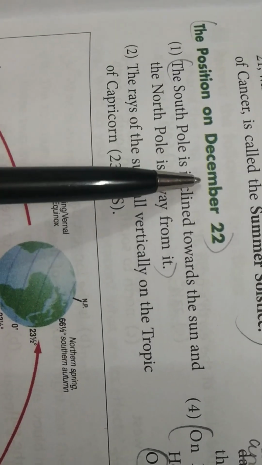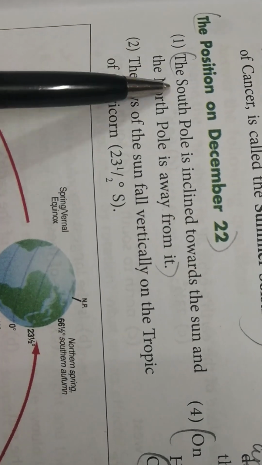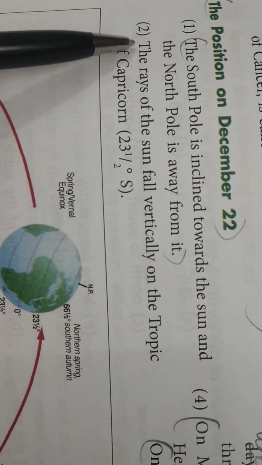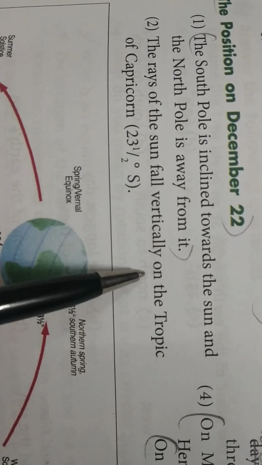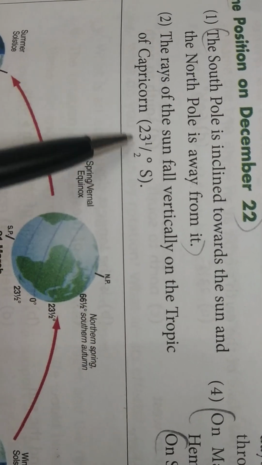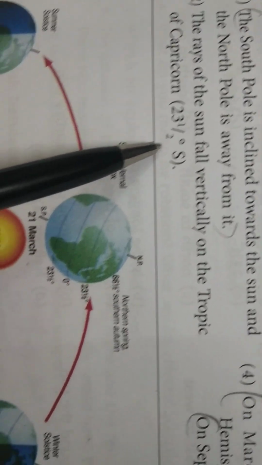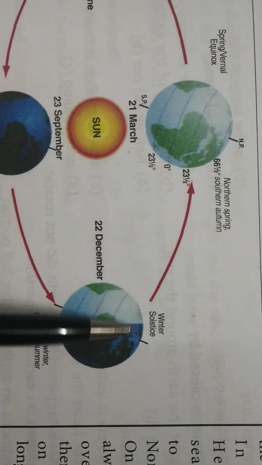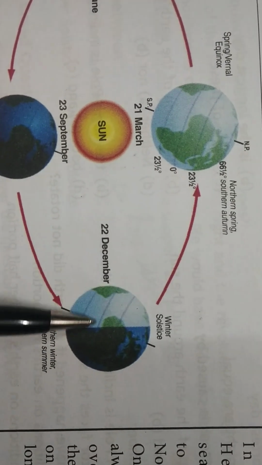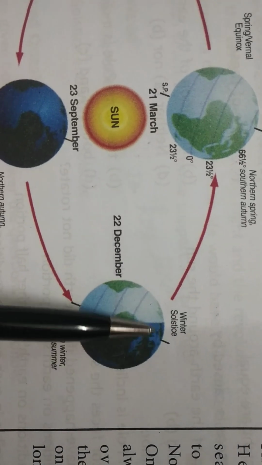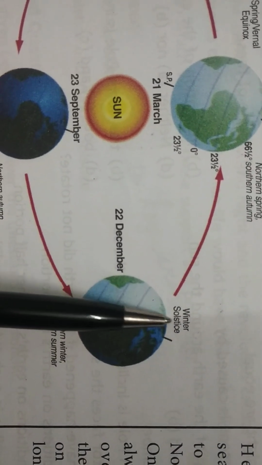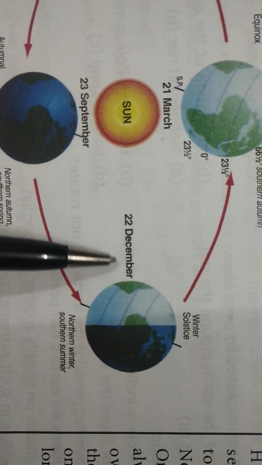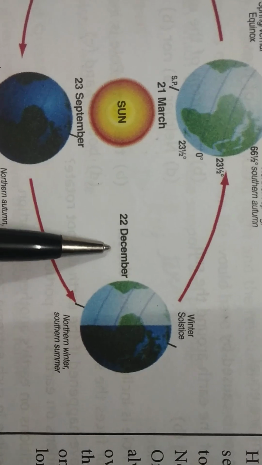Position on December 22nd. The South Pole is inclined towards the Sun and the North Pole is away from it. The rays of the Sun fall vertically on the Tropic of Capricorn, 23.5 degrees south. So as you can see in this diagram, the North Pole is away from the Sun. Therefore, the days are shorter and nights are longer. So it's winter solstice in the Northern Hemisphere, that is 22nd December, and it is the shortest day in the year.